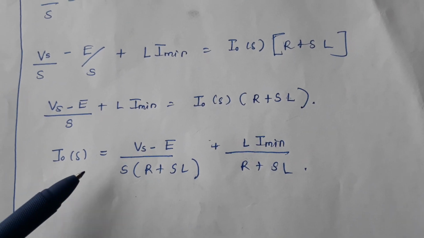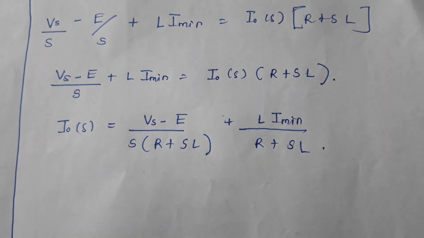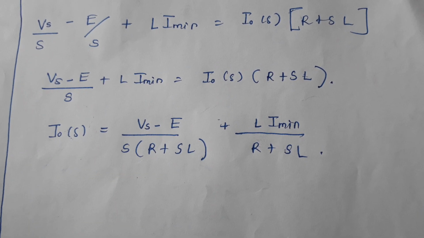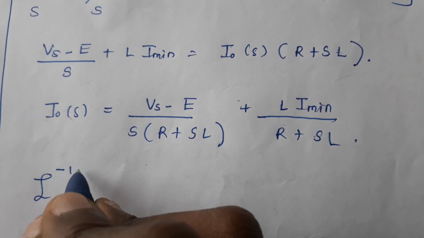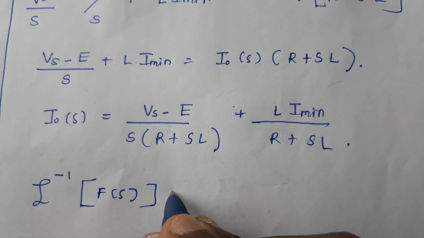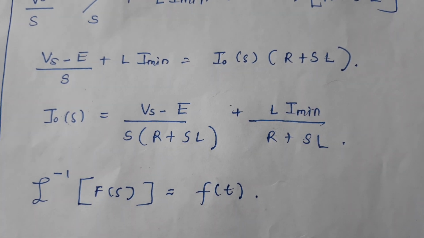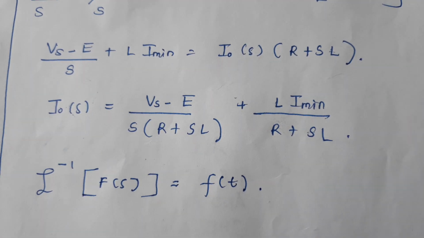Now, this function is in the frequency domain. To obtain this function in the time domain, we have to employ the inverse Laplace transform. The inverse Laplace transform is given by: Laplace inverse of a function in the frequency domain, F of s, equals f of t. So this is the definition of the inverse Laplace transform. We don't want to go into the mathematics behind it.